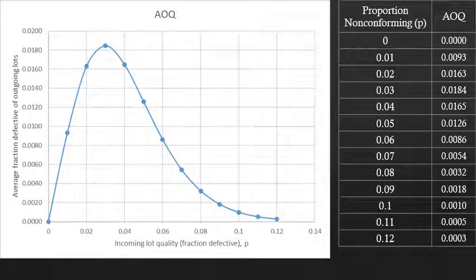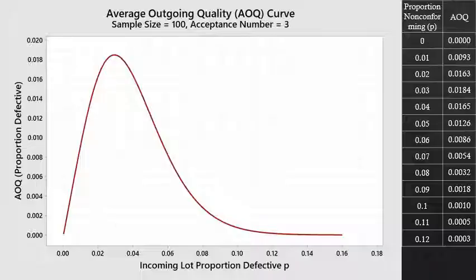Next I will show you the same graph in Minitab, and this is again the AOQ curve for the sample size 100 and acceptance number 3 that is given in the question. On the y-axis we can see the AOQ, that is proportion defective, and on the x-axis we can see the incoming lot proportion defective, that is small p.